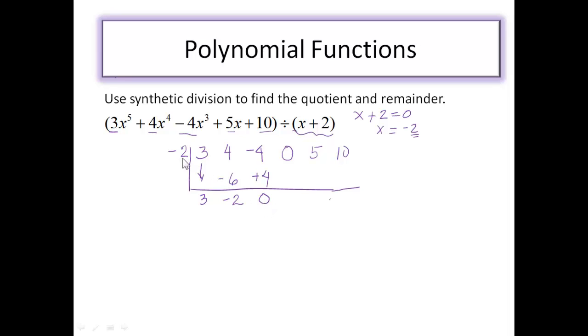Multiply 0 times -2, you get 0. And 0 plus 0 is 0. And then 0 times -2 is 0. And 5 plus 0 is 5. And 5 times -2 is -10. And 10 plus -10 is 0. Remember, you box off that last number because this is our remainder.